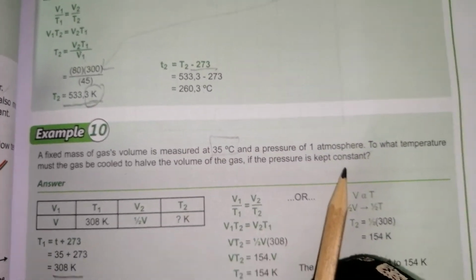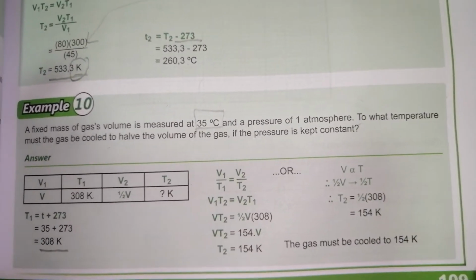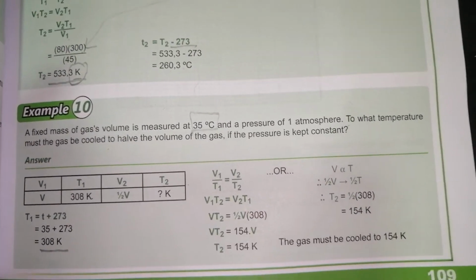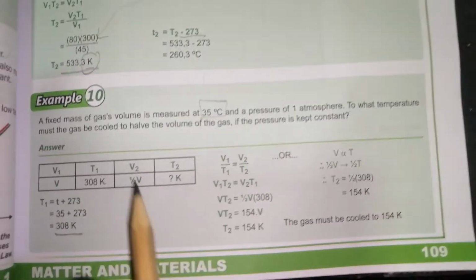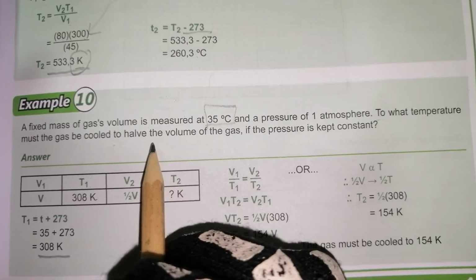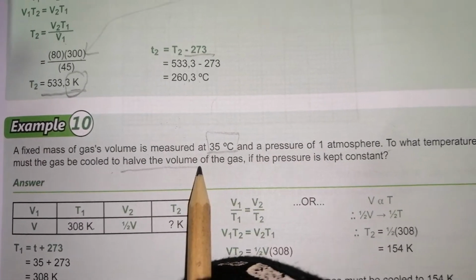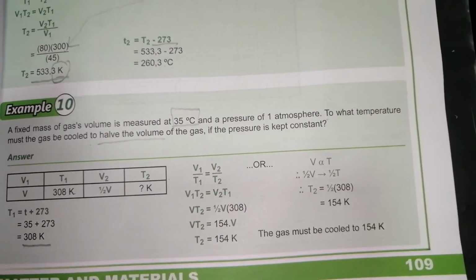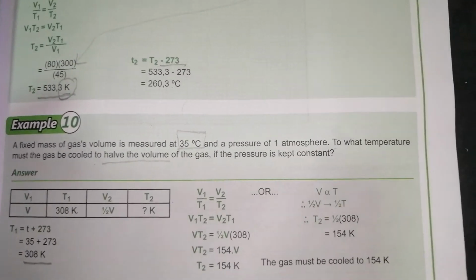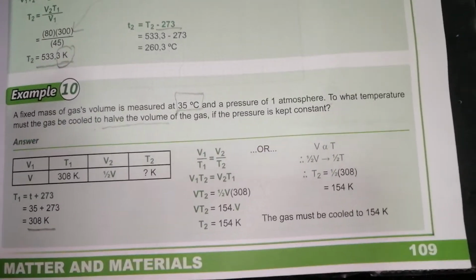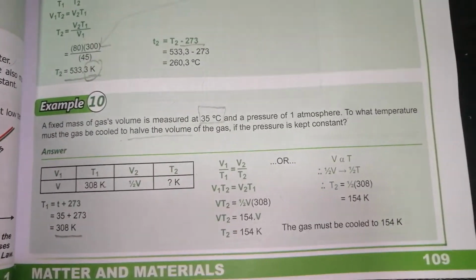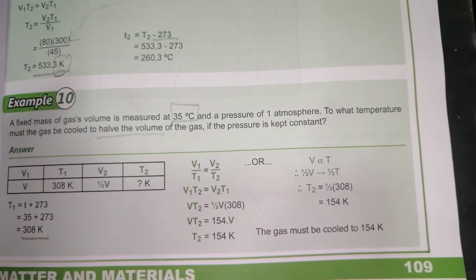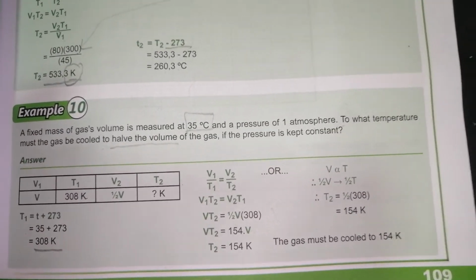To what temperature must the gas be cooled to half the volume of the gas if the pressure is kept constant? Now in this example, they are not telling us the actual amount of volume. They're not giving us an actual value. All they're telling you is what the temperature will be if you halve the volume, which means in the beginning you had volume, and then at the end, whatever your volume was, it's now half of it. Now, you know, in maths you use equations, you use x and y and z. You don't need to have an actual number. You can work out answers without having an actual value.